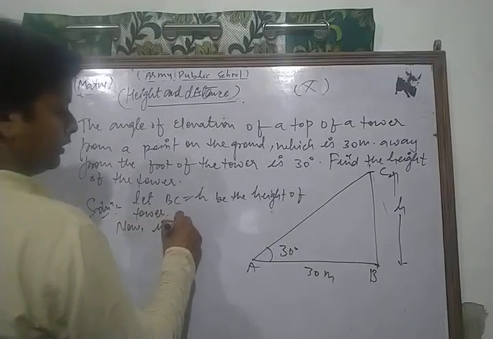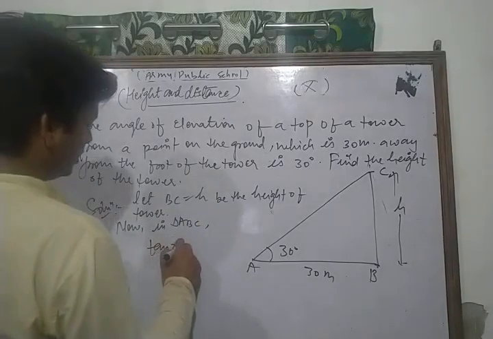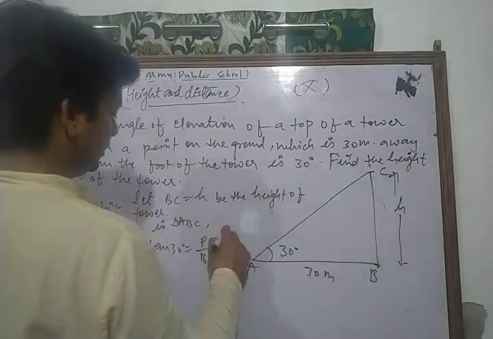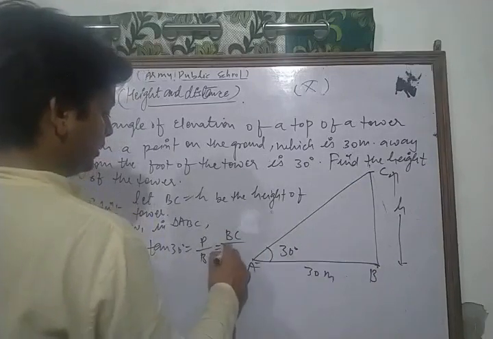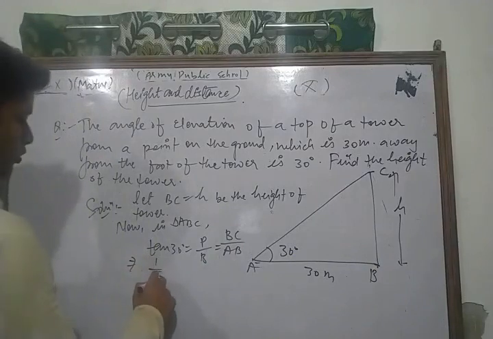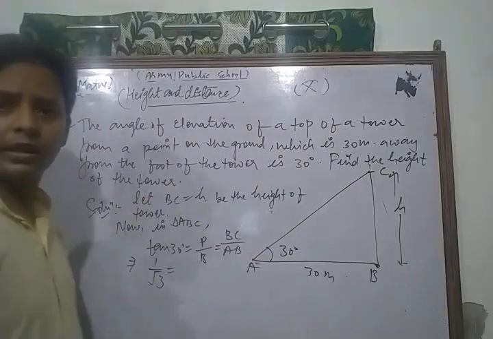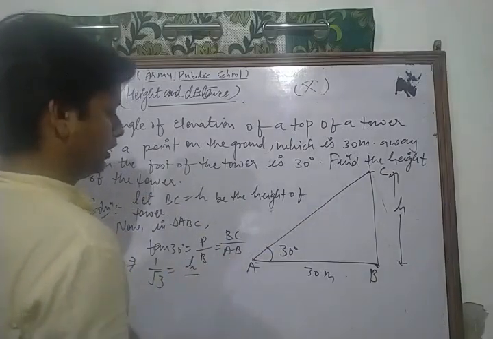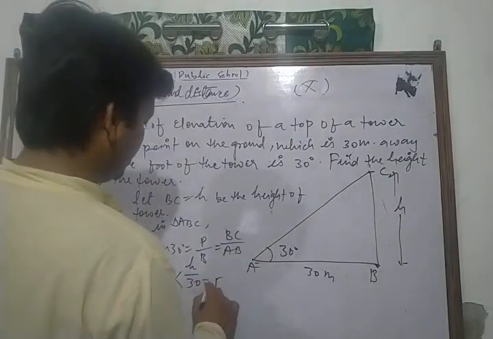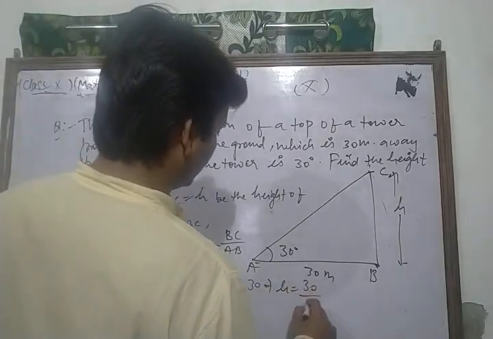Now in triangle ABC we apply tan theta. So tan 30 is equal to perpendicular upon base. Perpendicular is BC, and base is AB. Now you know that the value of tan 30 degree is 1 upon under root 3. So 1 upon under root 3 is equal to BC, which is the height of the tower h, upon AB, which is 30. Now we do cross multiplication. So we get under root 3 into h is equal to 30. So we get h is equal to 30 upon under root 3.